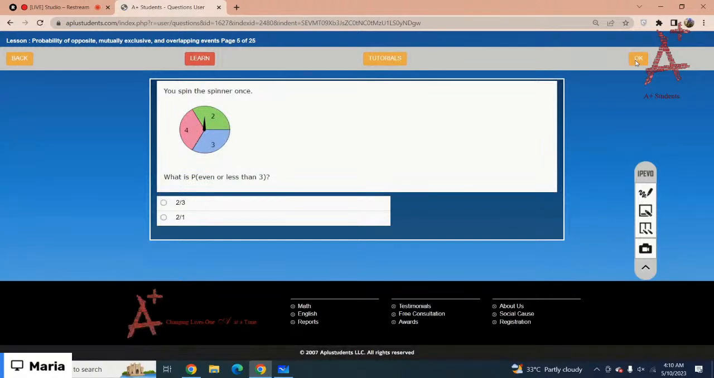You spin the spinner once. What is the probability of even or less than 3? You have two even numbers, 2 out of 3. Got it? And you have just one number that is less than 3. It would be 2 over 3. You have 2 is even, it would be 1 out of 3, and the less than 3 is also 1. 1 over 3, 1 over 3, it would be 2 over 3. The correct option is 2 over 3.